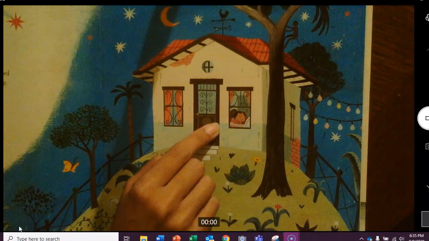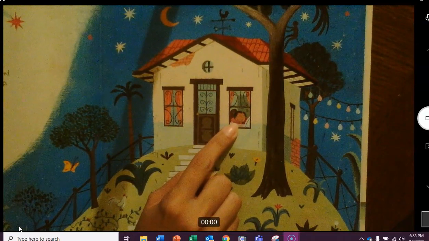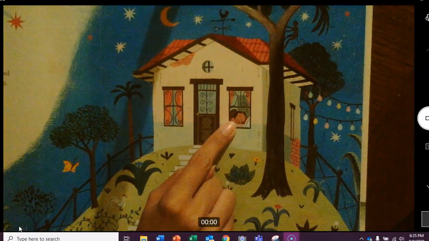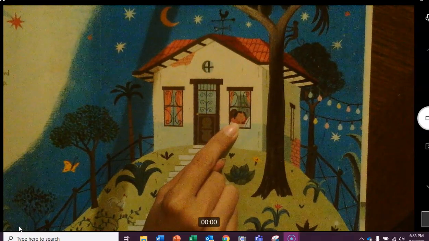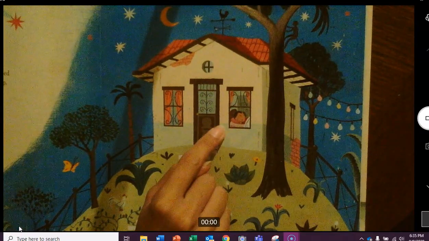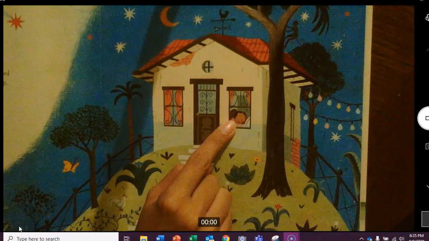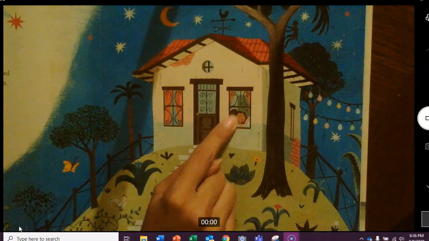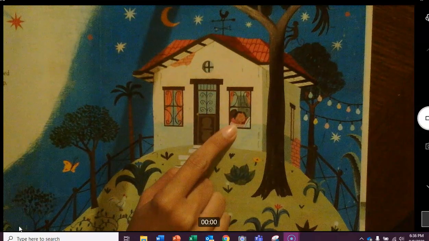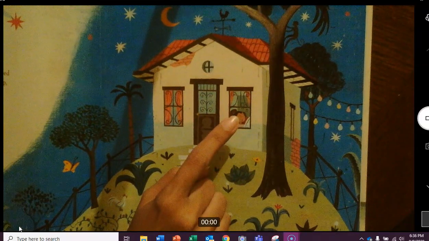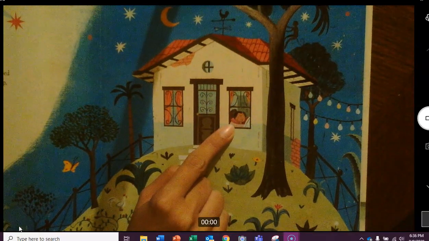Now I'm going to create a wonder question. I wonder who this child is. And I can even ask another wonder question. I wonder what she's dreaming about. I know she's dreaming because she's asleep and because it's nighttime. So I wonder who this child is and I wonder what they are dreaming about.